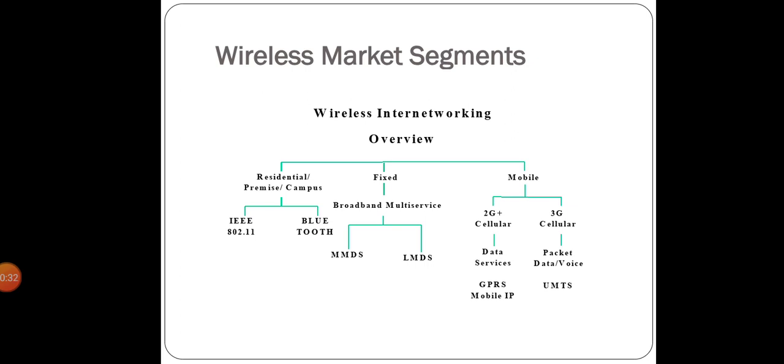For the fixed, it has broadband multi-services. It uses MMDS and LMDS. For the mobile, it has classified into 2G cellular and 3G cellular. For the 2G cellular, it provides data services which uses GPRS mobile IP. For 3G cellular, it uses packet, data and voice. It uses UMTS.